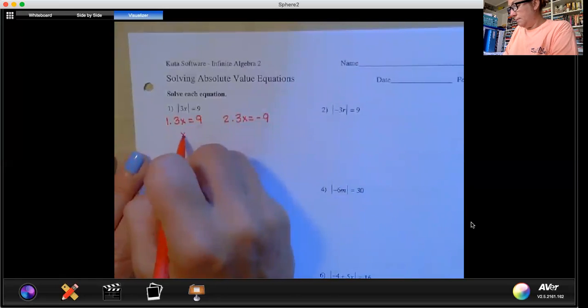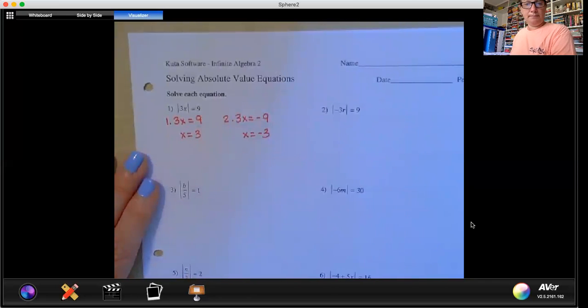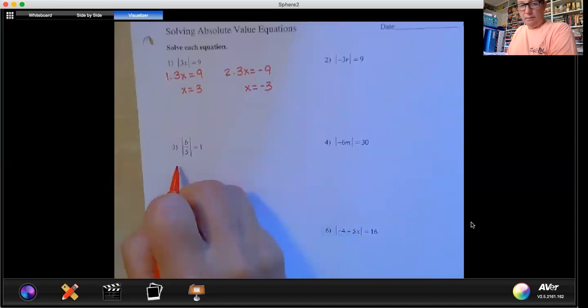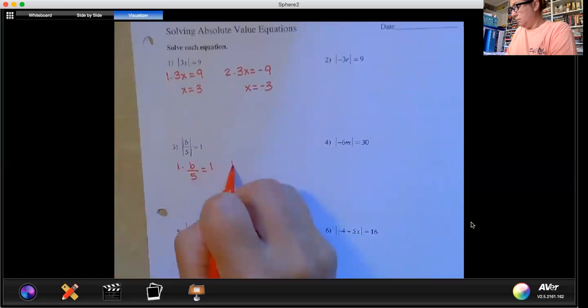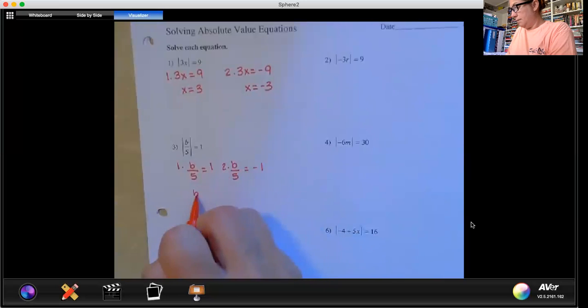Divide by 3. And x is 3 and -3. I'm going to do number 3. B over 5 equals 1. B over 5 equals -1. Multiply by 5. Multiply by 5. So that's what you're going to do on these.